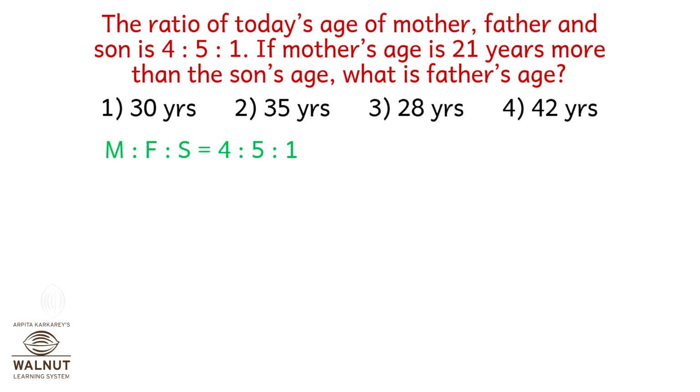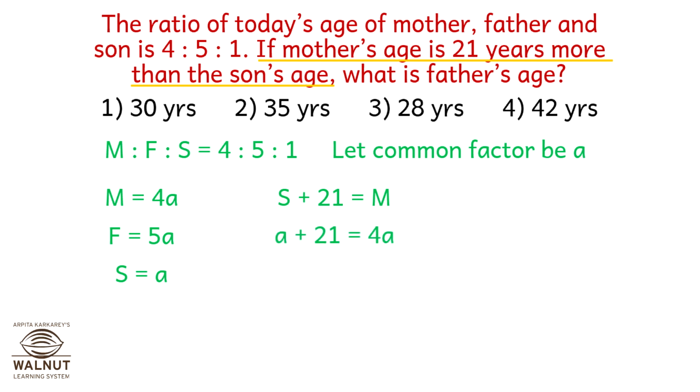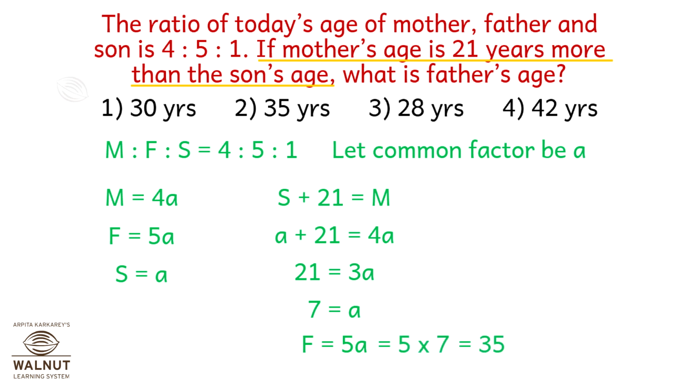M:F:S is 4:5:1. Let the common factor be A. So M is 4A, F is 5A, and S is A. If mother's age is 21 years more than the son's age, so S plus 21 is equal to M. Therefore, A plus 21 is equal to 4A. Therefore, 21 is equal to 3A and A is 7. F is 5A. So, F becomes 35. Alright, and we have a winner in the options as option number 2. Let's move on.